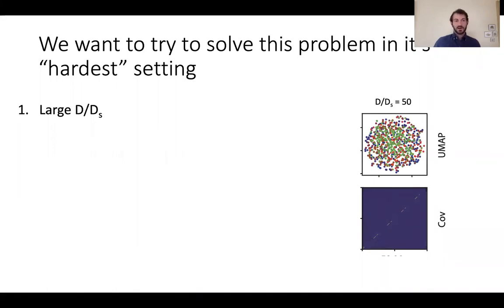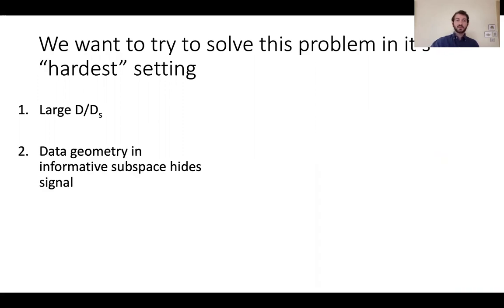The first condition I want is a large D over DS ratio. I want a lot of noisy dimensions. This is just overall the problem I want to solve, but I want to make it a little harder than that. So in addition to having D over DS be very large, I also want my data geometry to be a little confusing. And I'll explain very clearly what I mean here.